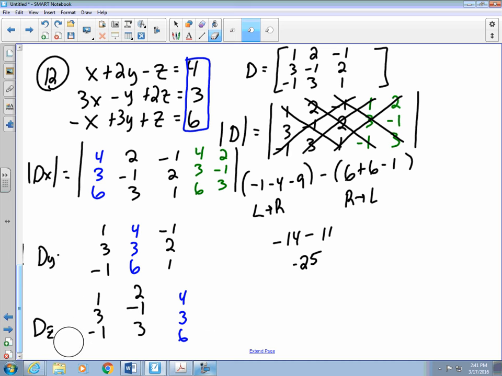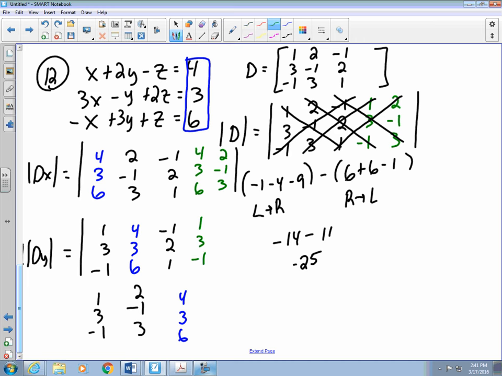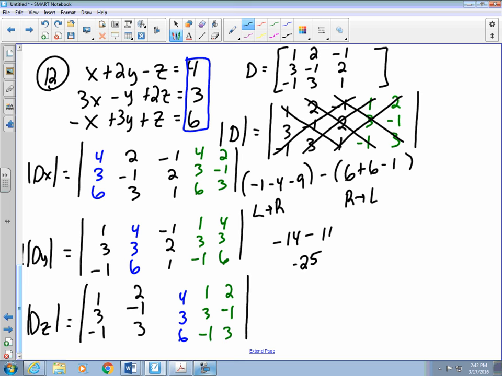Now I want the determinant of y. You're going to repeat the first two columns. So it's here 1, 3, negative 1, 4, 3, 6. Here would be 1, 3, negative 1, 2, negative 1, 3. And the determinant of z. Those are going to be the top numbers as far as Cramer's rule goes.